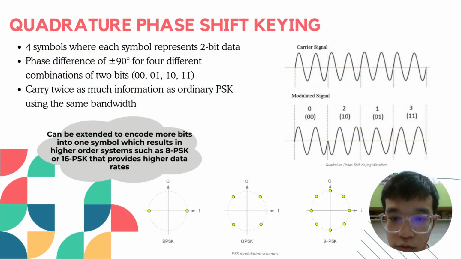So let's get into, for example, quadrature phase shift keying. For quadrature phase shift keying, there are 4 symbols where each symbol represents 2 bits of data, and the phase difference is 90 degrees for the 4 different combinations of 2 bits. So it actually carries twice as much information as ordinary phase shift keying using the same bandwidth, which makes it much more efficient than normal phase shift keying. And it can be extended to encode more bits into one symbol, which results in higher order systems such as 8 phase shift keying and 16 phase shift keying that provide higher data rates.